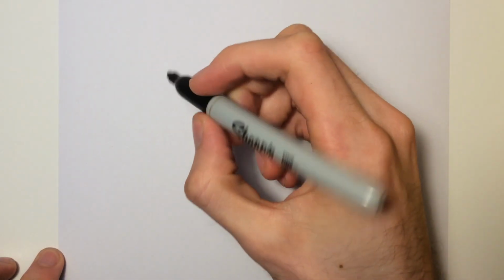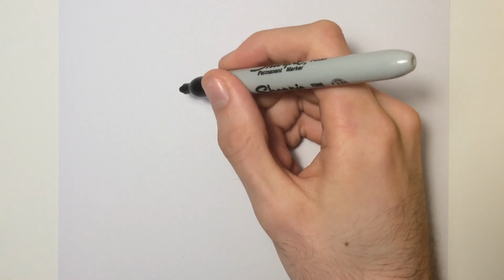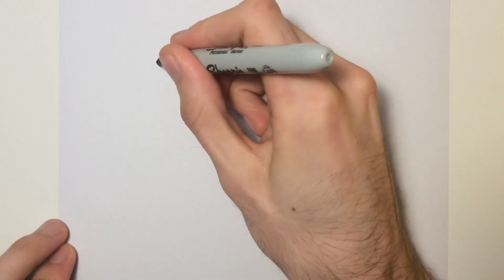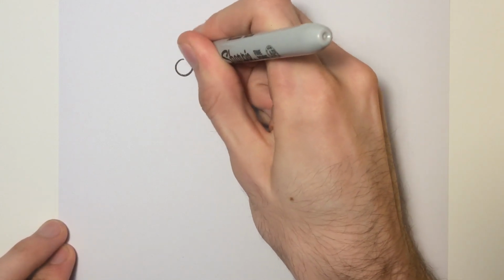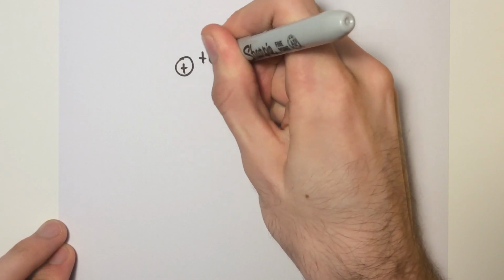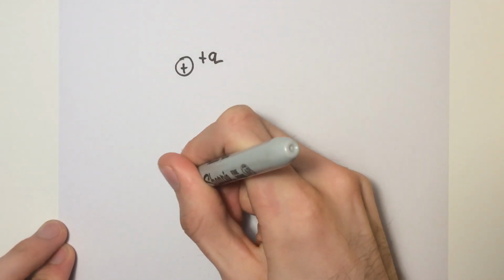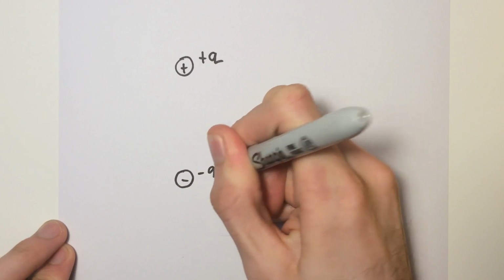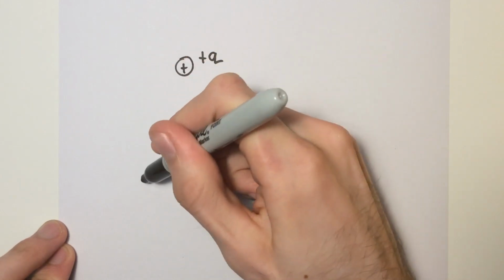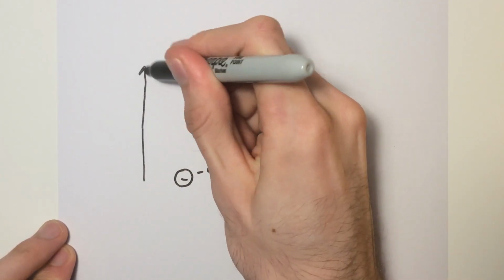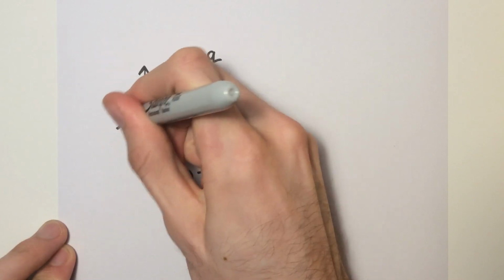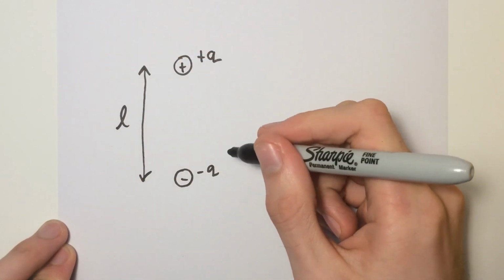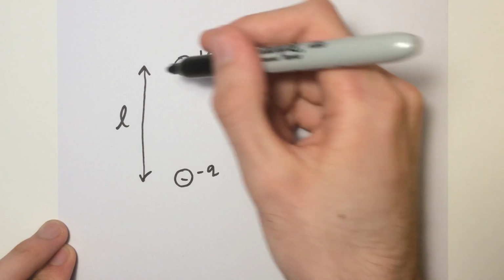Hello and welcome back. Today we're going to derive the electric field from a dipole. So a dipole is a pair of charges, one positive and one negative, and these charges are separated by a fixed distance we're going to call L. Okay? And we're going to define our coordinate system.